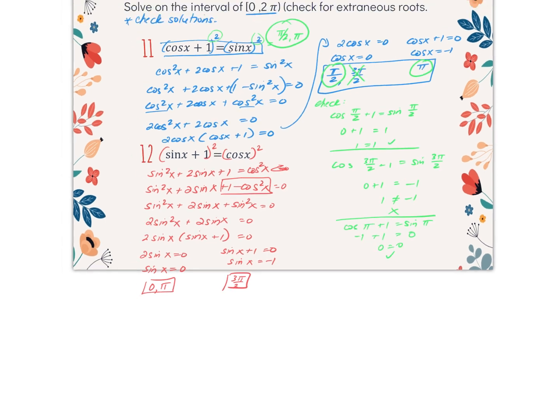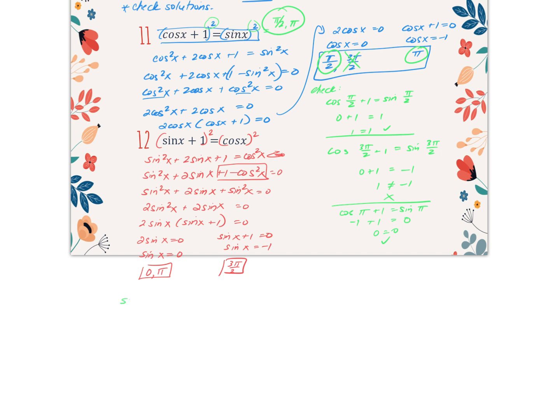But again, I know I'm going to have to check it. So I'll have to come over to here and actually do my checking. So sine of 0 plus 1 equals the cosine of 0. So the sine of 0 radians is going to be 0 plus 1. The cosine of 0 is 1. And so 1 equals 1, and that works. So 0 works. Sine of pi plus 1 equals cosine of pi. The sine of pi is 0. The cosine of pi is -1. 1 does not equal -1, so this is a no.